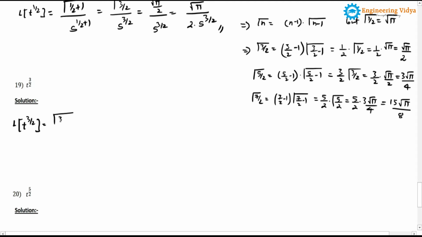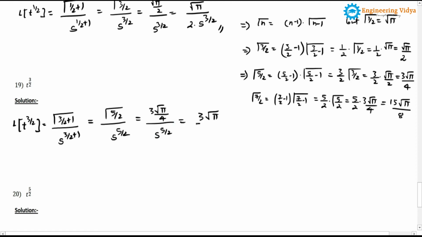Gamma of n plus 1, right? 3 by 2 plus 1 upon s raised to 3 by 2 plus 1, and 3 by 2 plus 1 is nothing but 5 by 2. So gamma of 5 by 2 upon s raised to 5 by 2, and gamma 5 by 2 has been already calculated, and it is nothing but 3 square root of pi divided by 4, right? And s raised to 5 by 2 will be as it is. Now 4 will go down. So 3 square root of pi divided by 4 into s raised to 5 by 2, right?